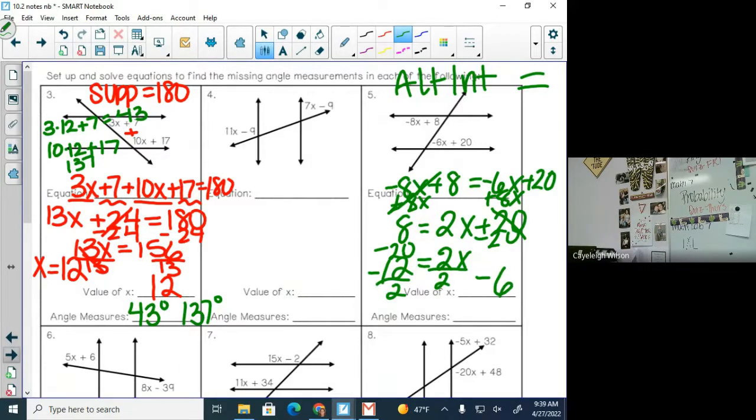Now, a lot of people are like, oh my gosh, how can you get a negative number for the degrees? You're technically not. That's just the x. You have to plug it back in. Okay? So now I'm going to take that negative 6 and plug it in here. So negative 8 times negative 6 plus 8, that's 48 plus 8, which is 56. And we know they're going to be equal, but if you're not sure, you can check it. So negative 6 times negative 6 plus 20, that's 36 plus 20, which is also 56.